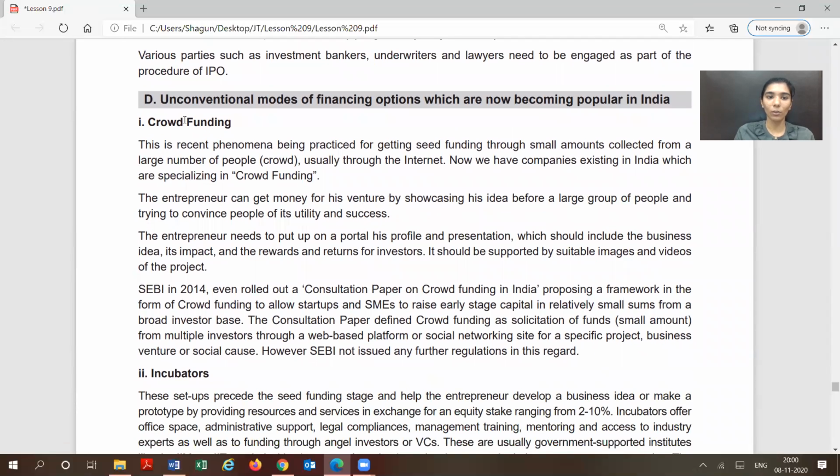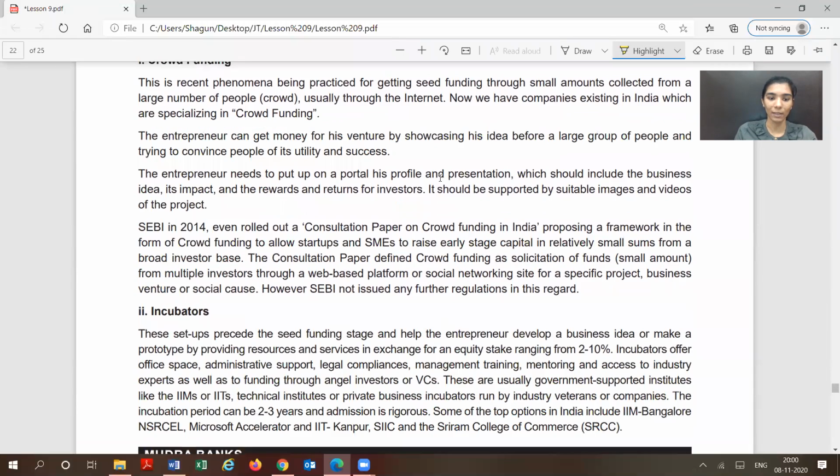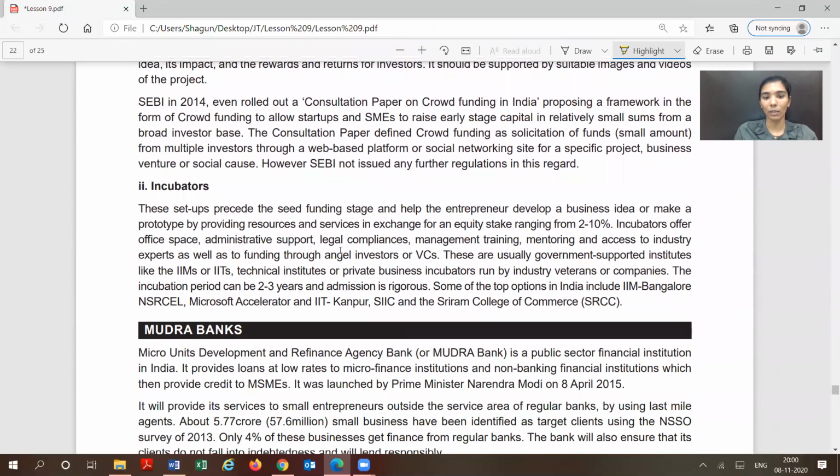Also, you can just read through. There are some unconventional and new modes of financing options which are becoming popular in India, like crowdfunding. इसमें क्या होता है? Large number of people, they usually through internet they collect small amounts, और ये जो money होता है वो startups में invest होता है. फिर incubators होता है. Incubators क्या होता है? वो आपको office space, administrative support, legal compliances, आपको बाकी facilities देते हैं. They incubate you so that you can set up your businesses.